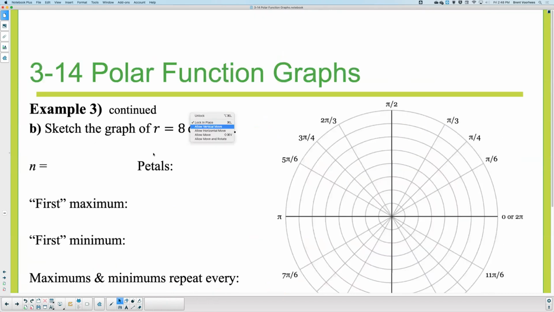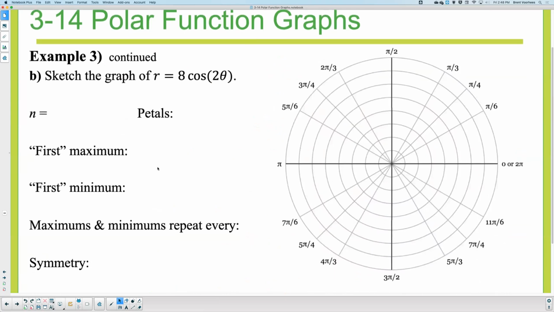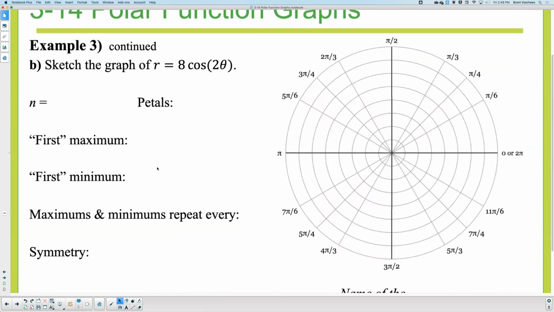All right, let's look at one more. I got another rose here. What about r equals 8 cosine 2 theta? On this one, what is n? 2. How many petals would it then have? Remember, if it's even it doubles, so you'd have 4 petals. Let's talk about the first maximum on cosine.